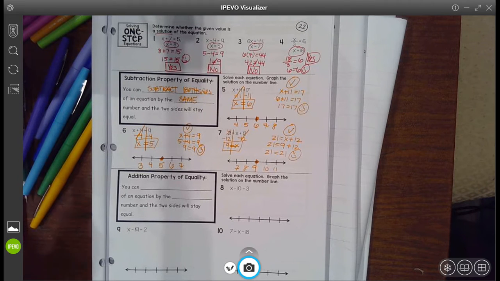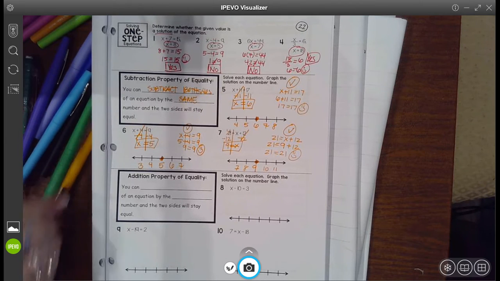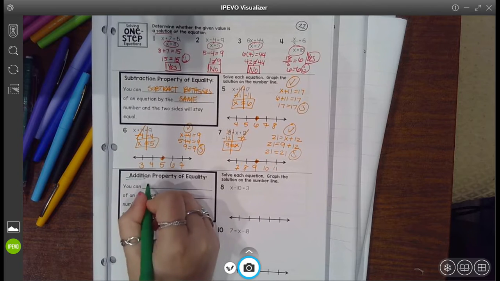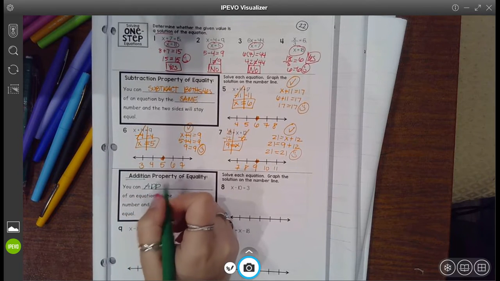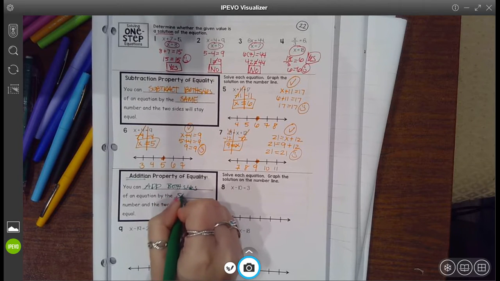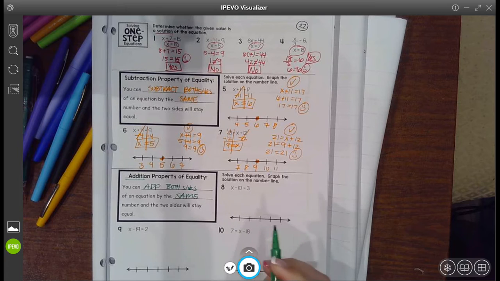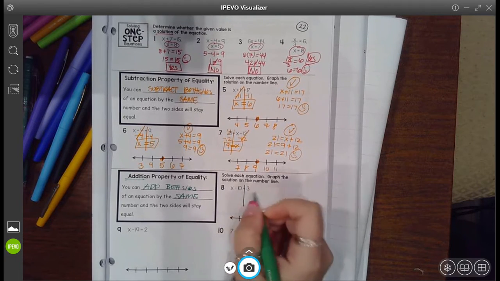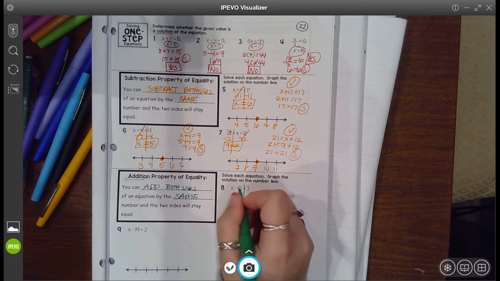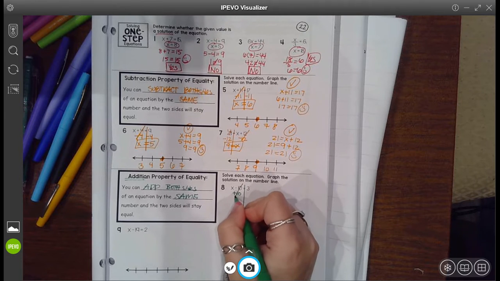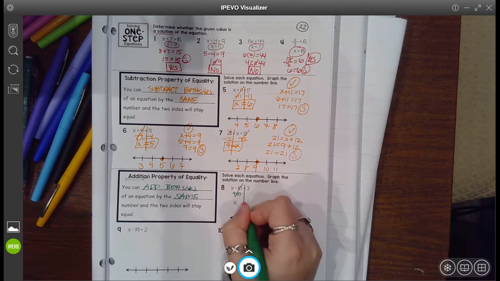Okay, for my next one, now we're going to use the addition property of equality, and that's saying that you can add both sides of the equation by the same number, and the two sides will stay equal as long as you do it to both sides. So let's draw a line down, and this time we're adding because the inverse of subtracting is to add. And we do that because 10 minus 10 is 0. They cancel. Now you just have x by itself.